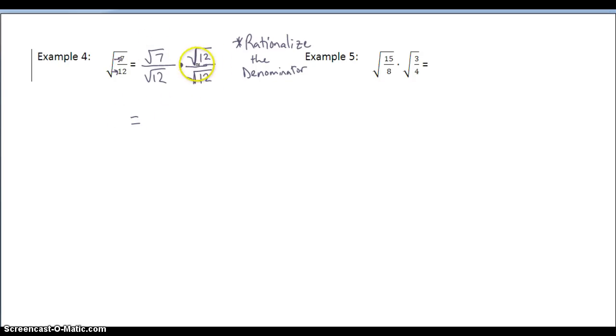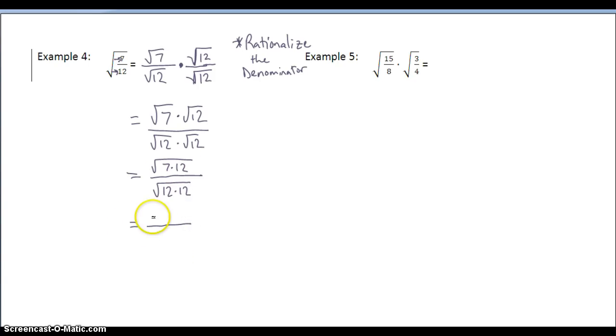To multiply fractions, I multiply straight across. I'm going to take the square root of 7 times the square root of 12 over the square root of 12 times the square root of 12. Now to multiply my numerators, I have two square roots, so I'm going to rewrite it underneath one square root symbol. And my denominator, I have two square roots, and when I multiply two square roots, I can rewrite them underneath one square root. And now I can do that math. 7 times 12 is 84, and 12 times 12 is 144.